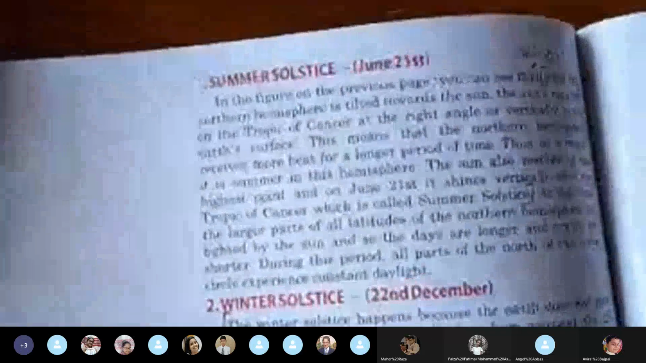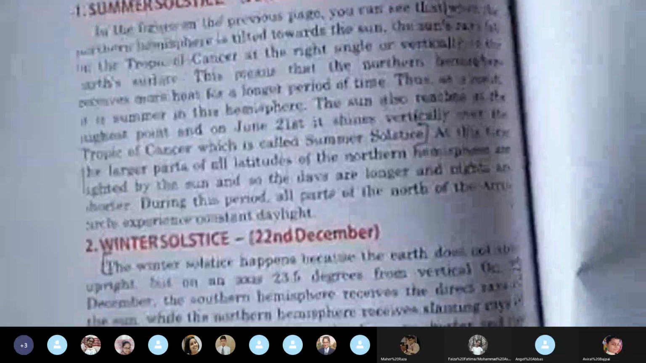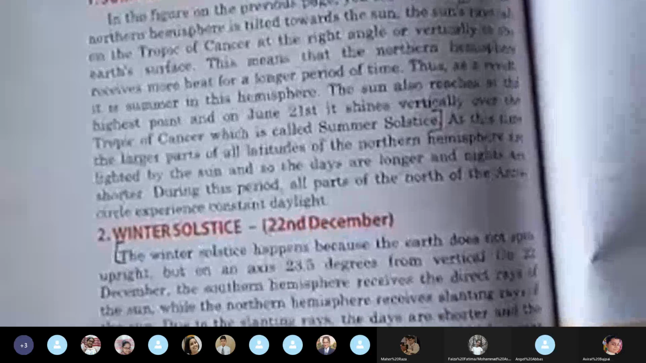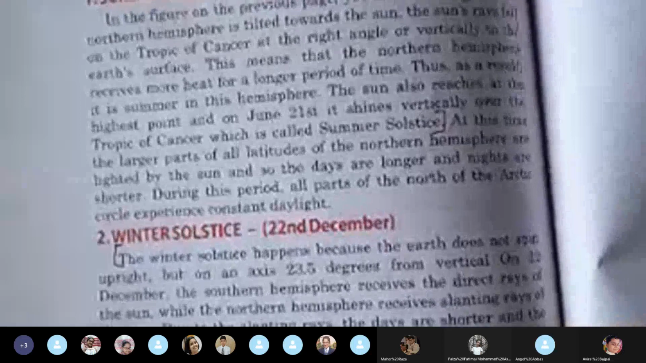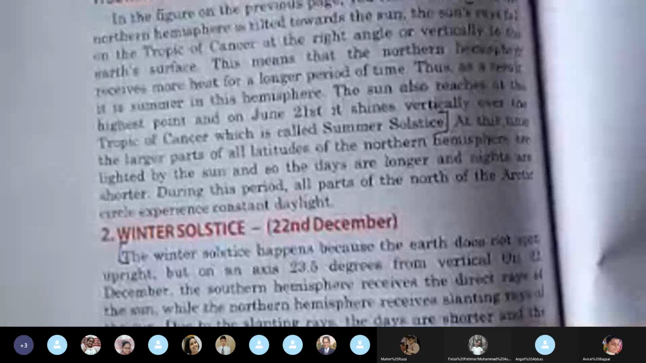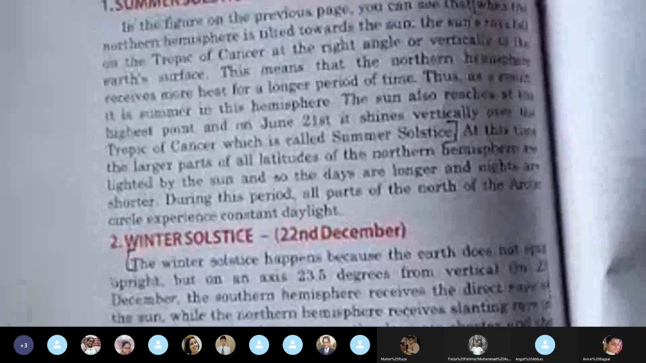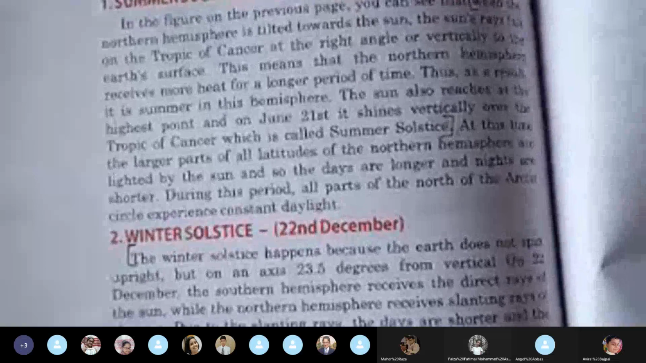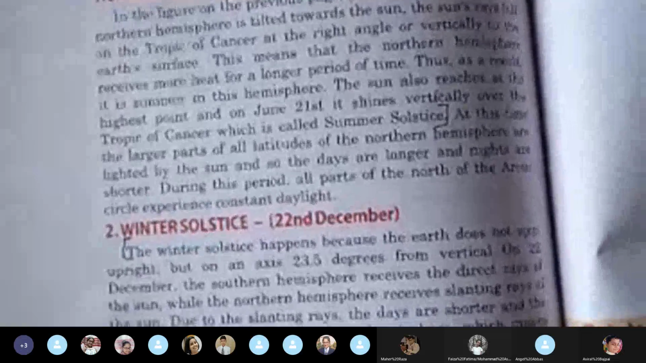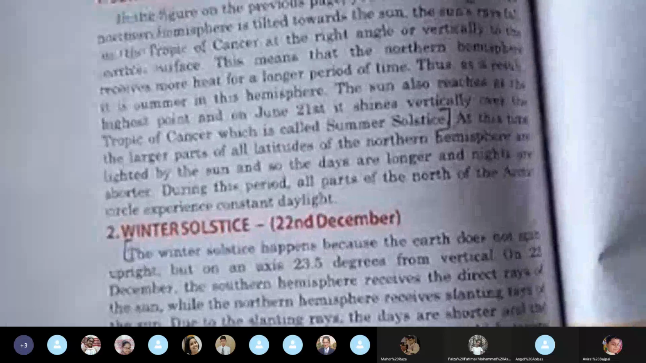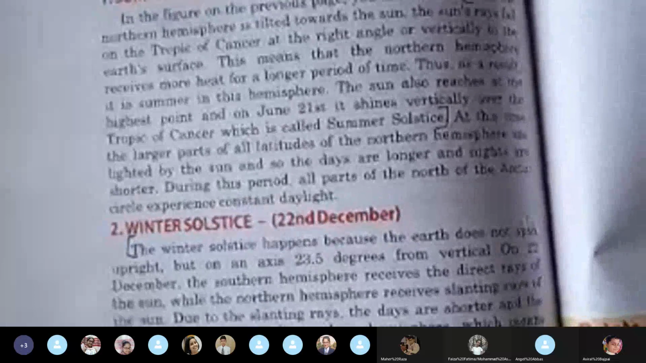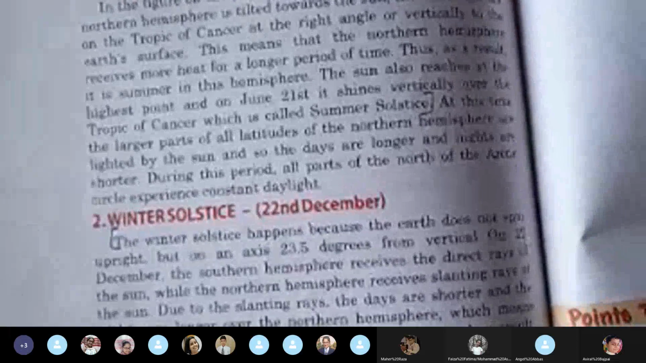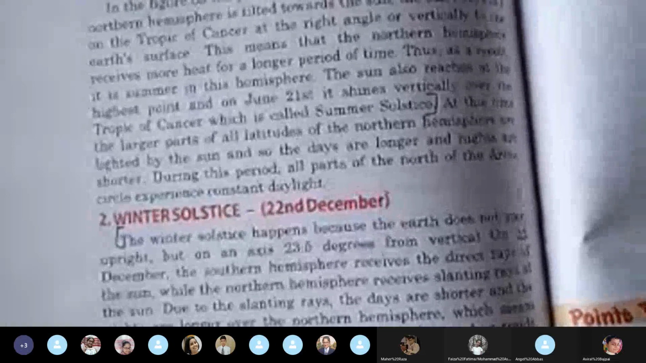The winter solstice happens because the earth does not spin upright, but at an angle, on an axis 23.5 degrees from vertical. On 22nd December, the southern hemisphere receives the direct rays of the sun, while the northern hemisphere receives slanting rays of the sun. Due to the slanting rays, the days are shorter and nights are longer over the northern hemisphere, which means that it receives less heat for a shorter period of time. As a result, it is winter in this hemisphere.